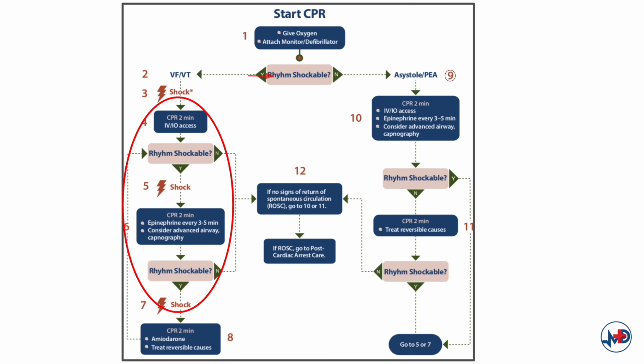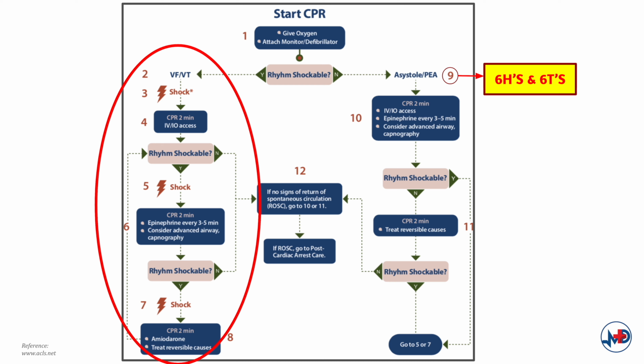Let's look at this flowchart, which is the cardiac arrest algorithm. Look at the flowchart in the red circle. Once shockable rhythms have been identified, shock should be delivered immediately. Then proceed with chest compressions for 2 minutes.